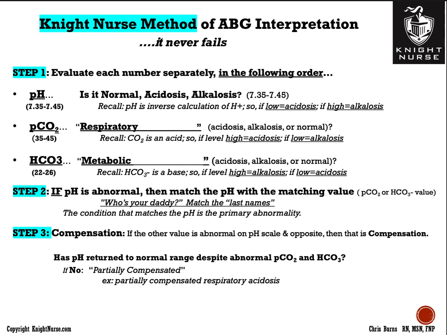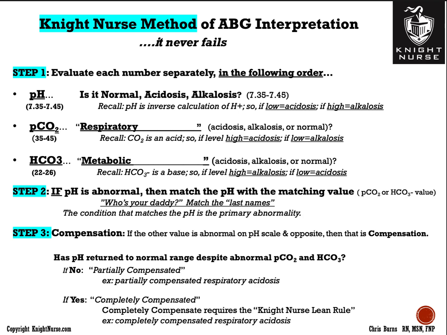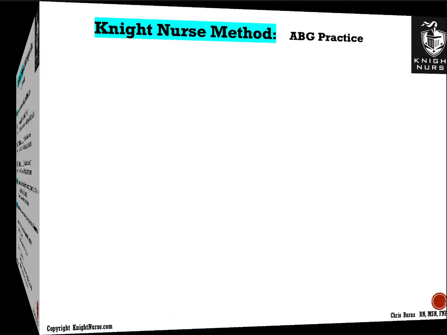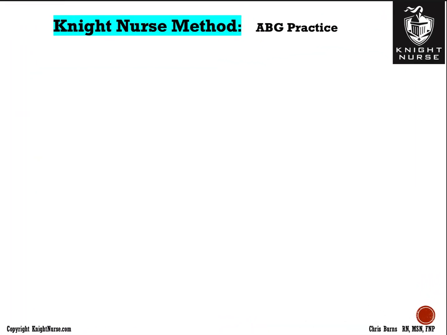Okay? And we'll talk about partially compensated and completely compensated. And completely compensated is probably the toughest for people because you have to use what I call the night nurse lean rule. So let's show you some examples using this method because it seems kind of abstract when we just talk about it, doesn't it? So let's talk about one.